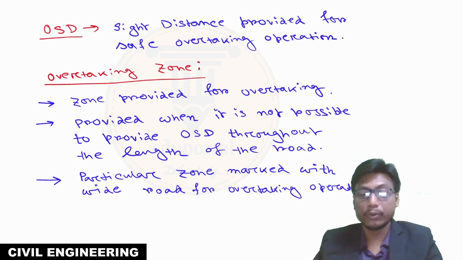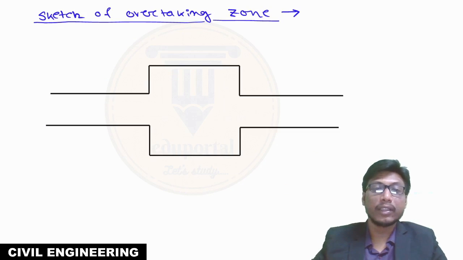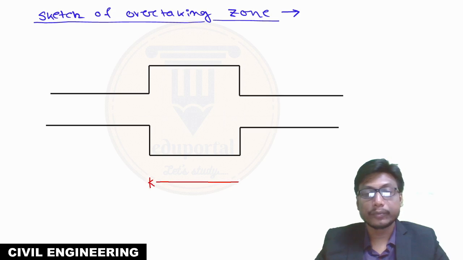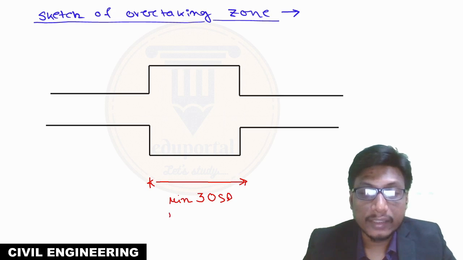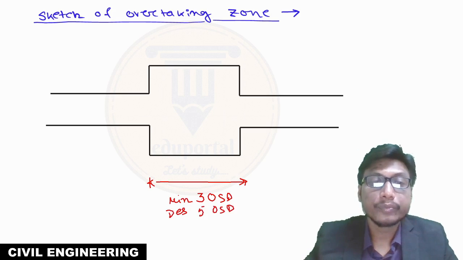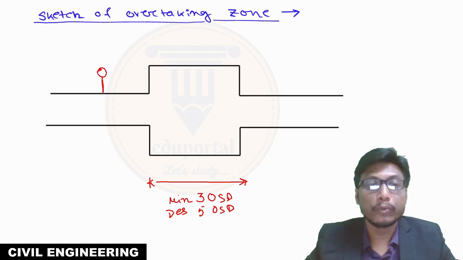So this is important, why the overtaking zone is provided. Now we will see how signposts are given. So this is the overtaking zone. This length is 3 OSD, it is the minimum that should be provided, or 5 OSD. So write it here: it should be minimum 3 OSD, and desirable is 5 OSD. Now, signpost. So here one signpost will be there.